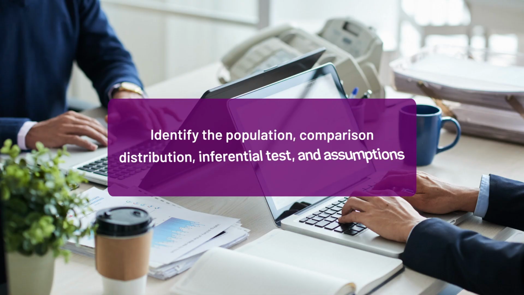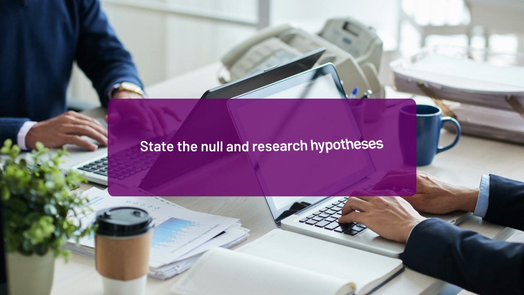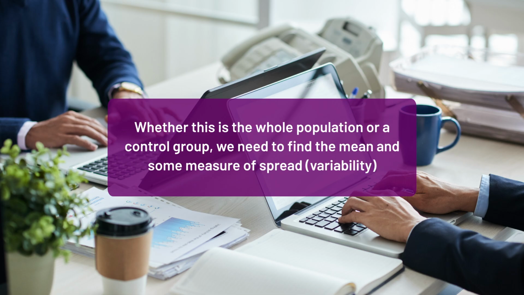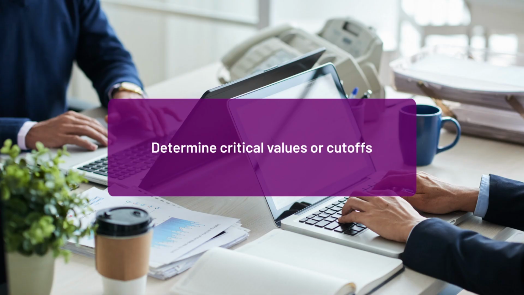So testing a hypothesis: identify the population, comparison distribution, inferential test and assumptions, state the null and research hypotheses, and determine the characteristics of the comparison distribution, whether this is the whole population or a control group. We need to find the mean and some measure of spread or variability. So if you're talking about the steps, these are the 6 steps. The third step we have already talked about. The fourth step is to determine critical values or cutoff.